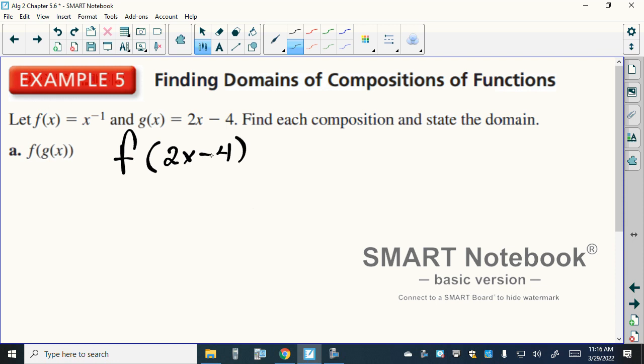Questions on this so far? So if I want to apply or find f of 2x minus 4, I'm replacing every x in f of x with 2x minus 4, which would give us 2x minus 4 to the negative 1.